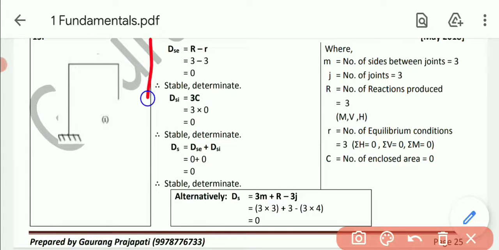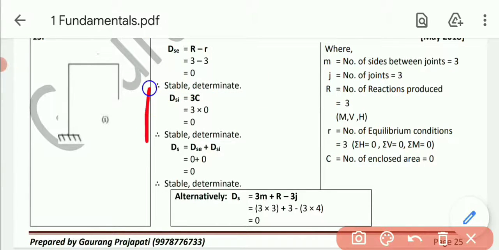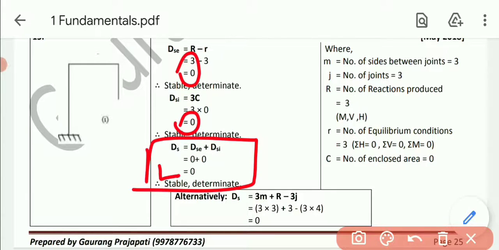So first of all, DSE is capital R minus small r, 3 minus 3, answer comes 0. Stable and determinate. DSI is 3 times C, C is 0, so 3 times 0 is 0, stable and determinate. Finally DSE plus DSI, so 0 plus 0, answer comes 0, so stable and determinate.